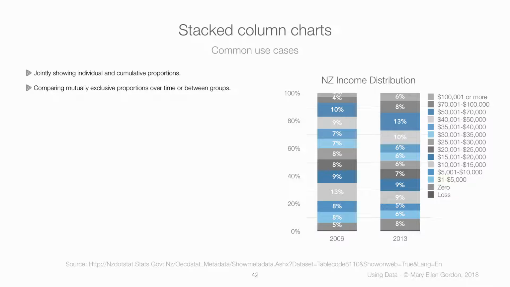So this type of approach can be useful in comparing those differences over time, as I just showed before, where we were looking at the difference between 2006 and 2013. But the same is true if we had groups. For example, one could be males and one could be female, and we could be comparing the differences between those two groups.